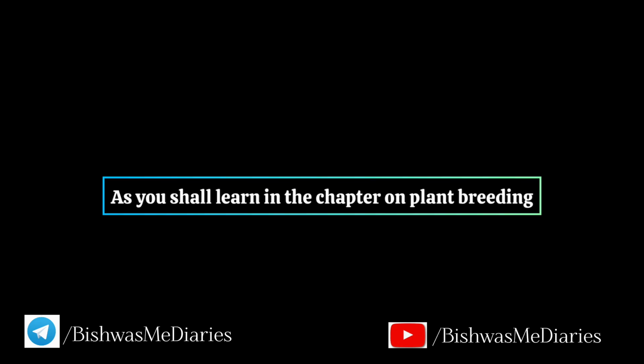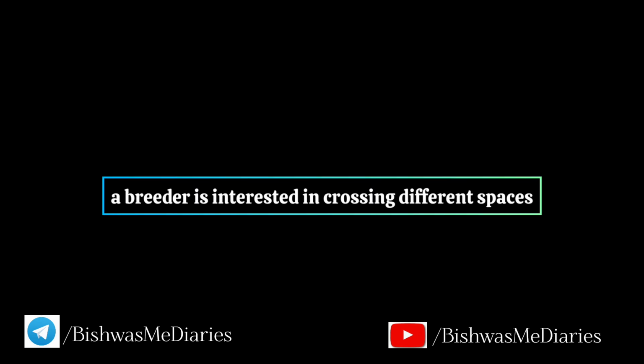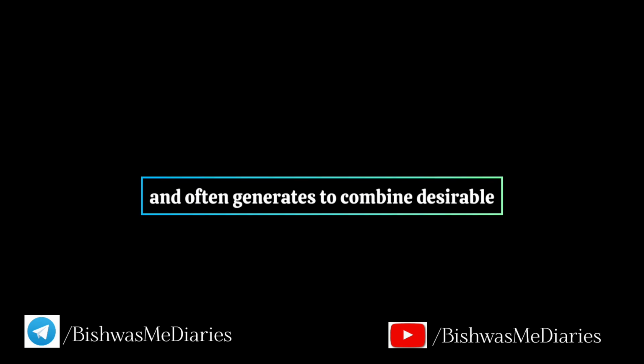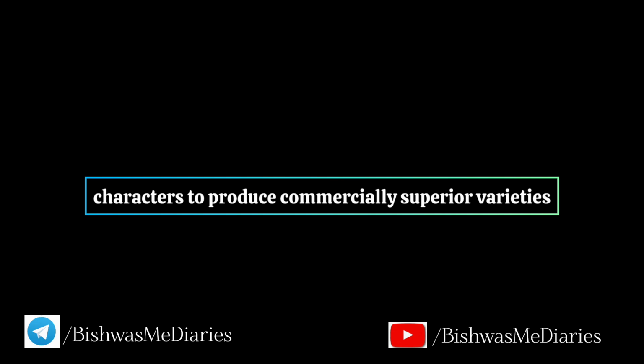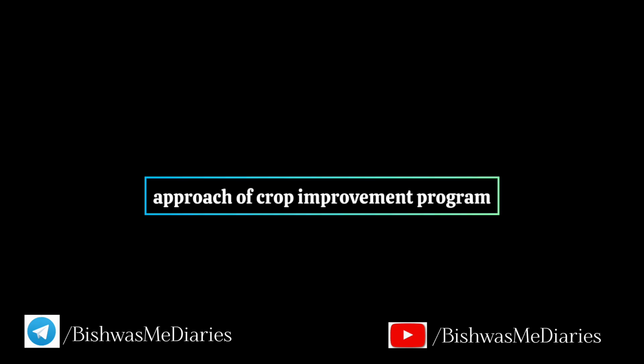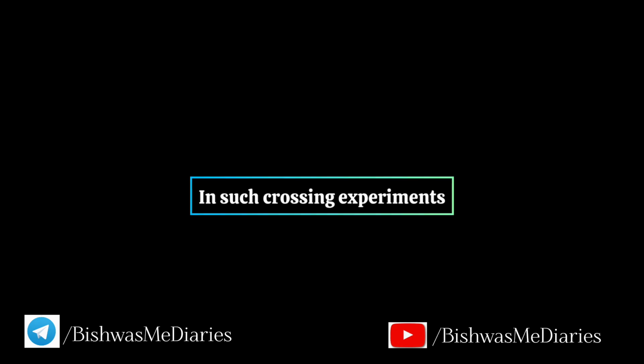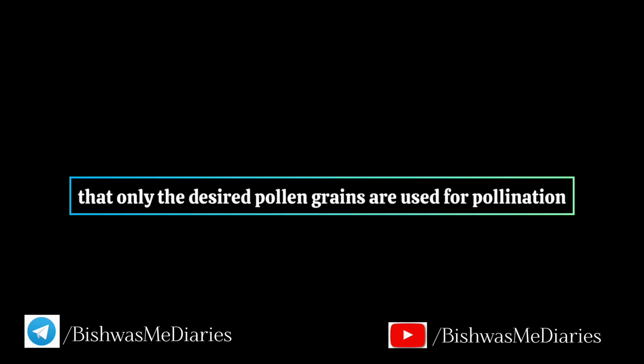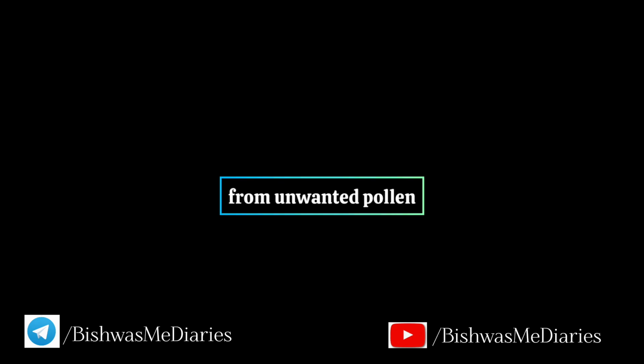As you shall learn in the chapter on plant breeding, a breeder is interested in crossing different species and often genera to combine desirable characters to produce commercially superior varieties. Artificial hybridization is one of the major approaches of crop improvement programs. In such crossing experiments, it is important to make sure that only the desired pollen grains are used for pollination and the stigma is protected from contamination, that is, from unwanted pollen. This is achieved by emasculation and bagging techniques.